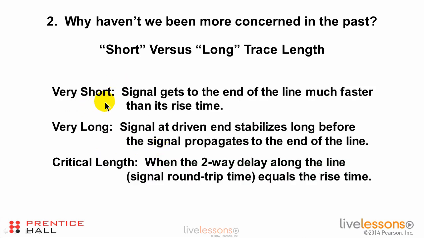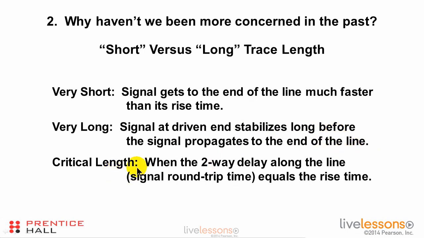And a very short trace is one in which the signal gets to the end of the line much faster than its rise time. So a very long trace is one where by the time the signal gets all the way down to the end of the line, the signal at the driven end has already stabilized long before the signal gets to the end of the line.